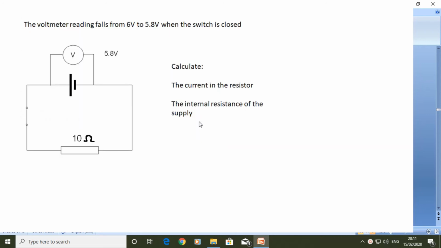Here's a question for you to have a go at. I'll not tell you the answer. I will show the answer in 3, 2, 1. And there you go.